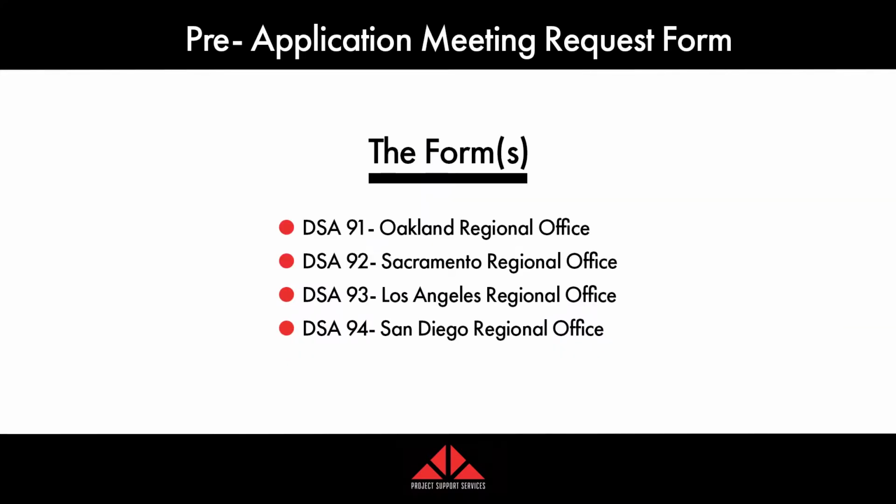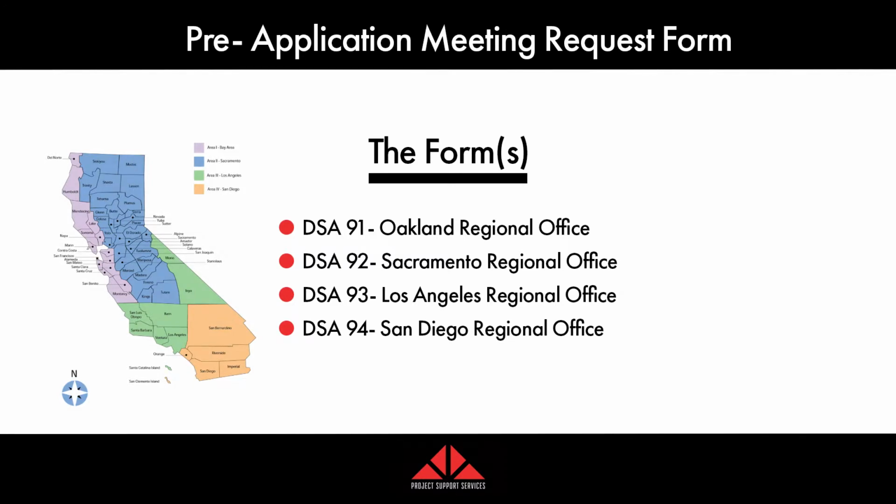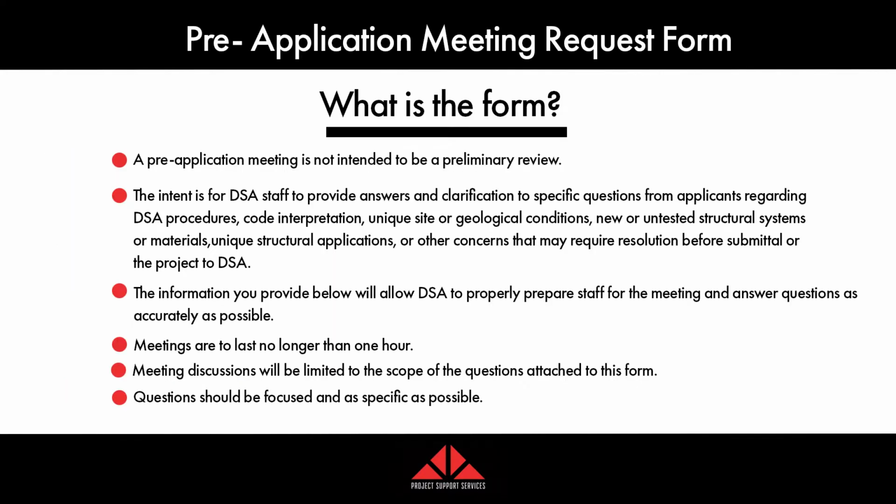Now, there's 4 different types of forms, but they're all the same form. The only difference is if you belong to the Oakland regional office, you fill out a DSA 91. If you're Sacramento, 92, Los Angeles, 93, and San Diego, 94. Now, what is the form?